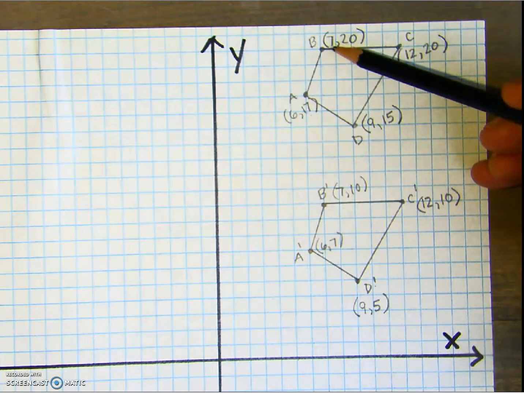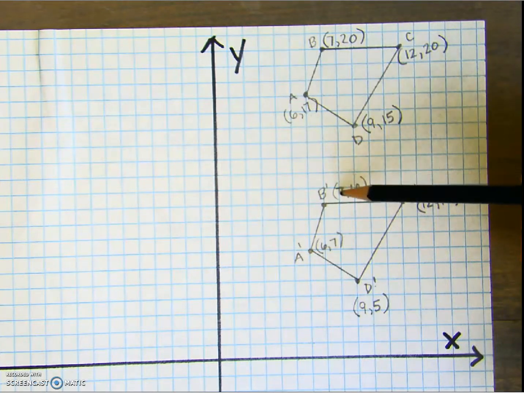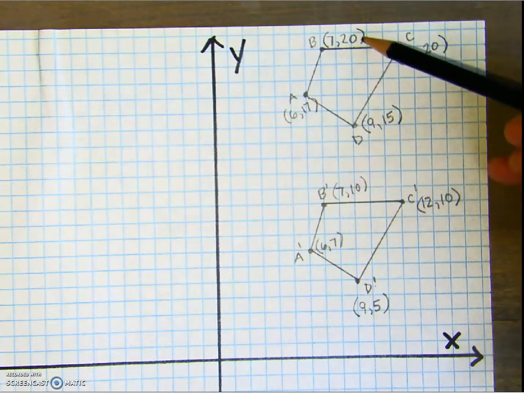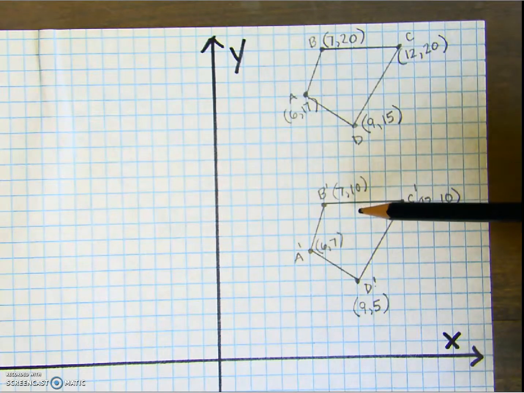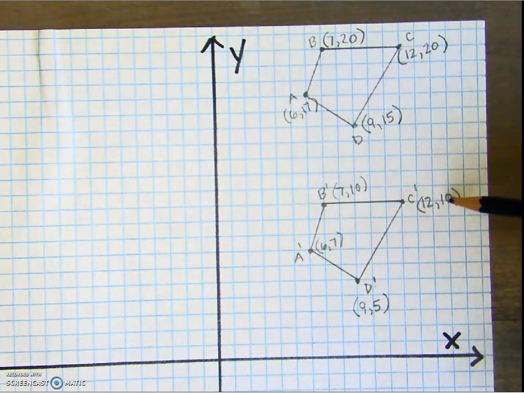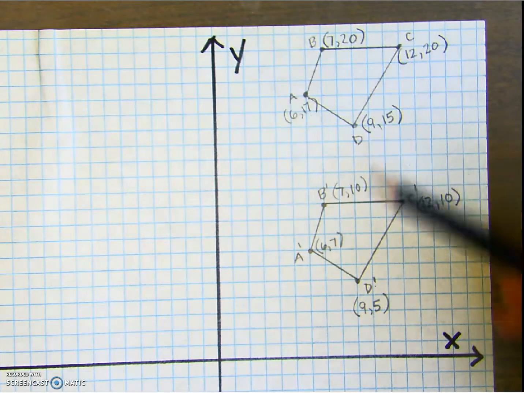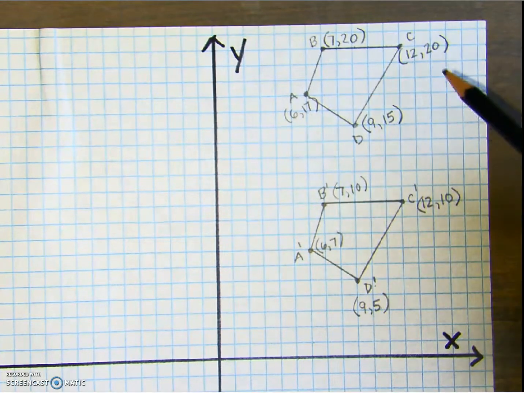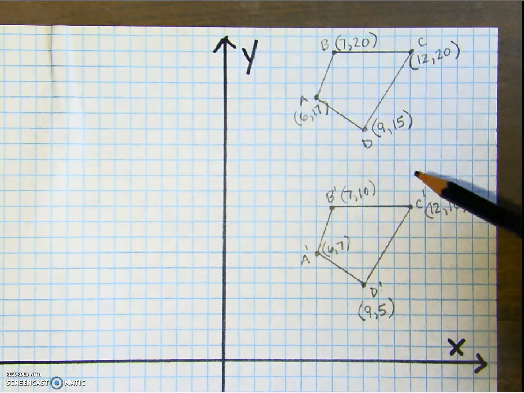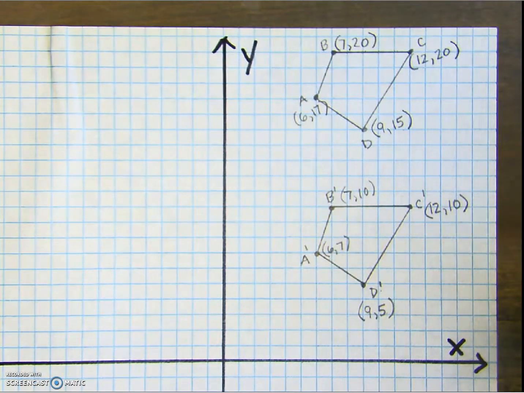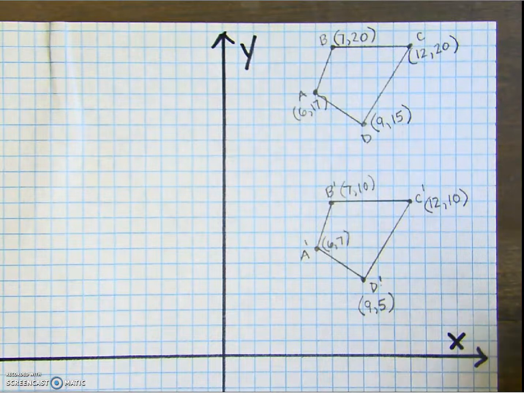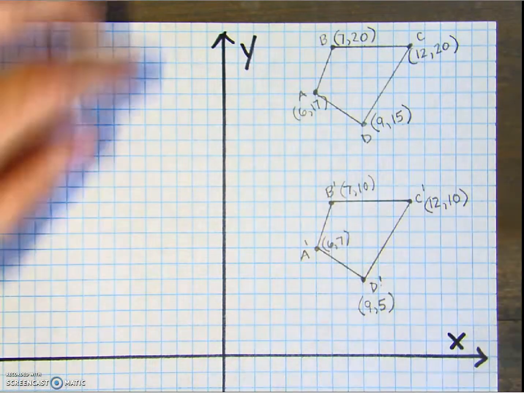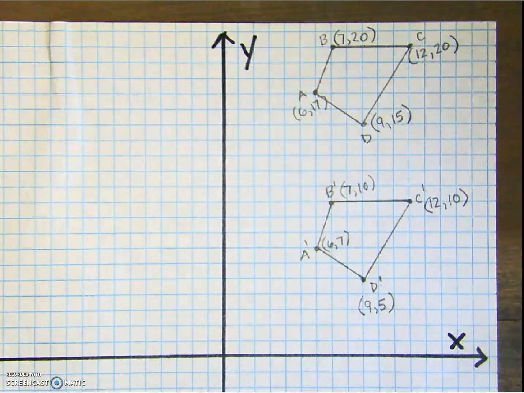Look at what happens as we go to B prime. 7 becomes 7. 20 becomes 10. Remember, we're doing a translation downwards by 10. 12 stays 12. 20 becomes 10. And then finally for D to D prime, 9 becomes 9. 15 becomes 5. So I'm hoping that the coordinates that I picked for you make it really easy to see what exactly you're doing when it comes to translating something left and right. I'm sorry, that would be up and down. I'm getting ahead of myself.